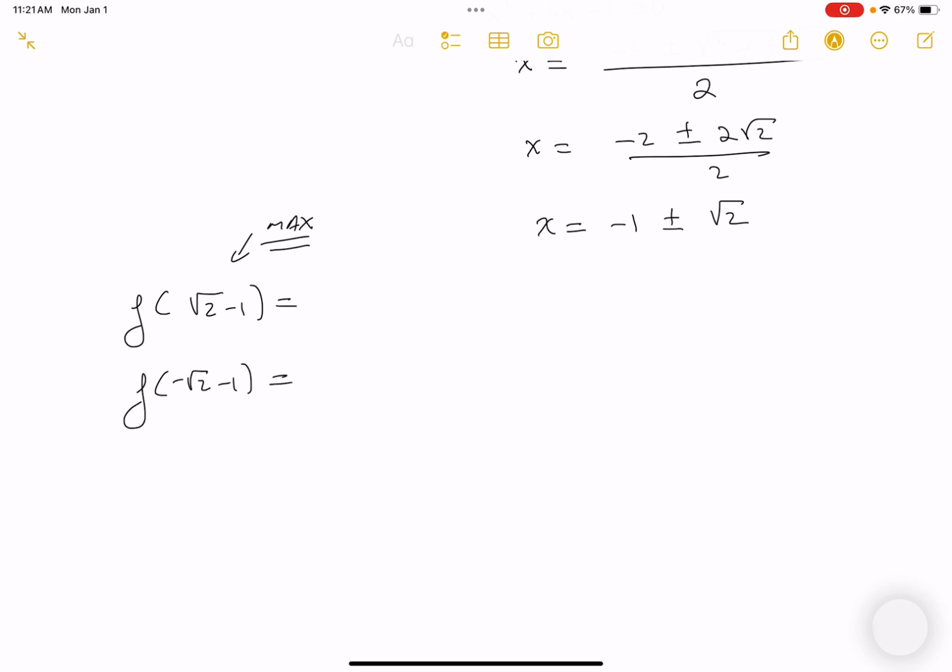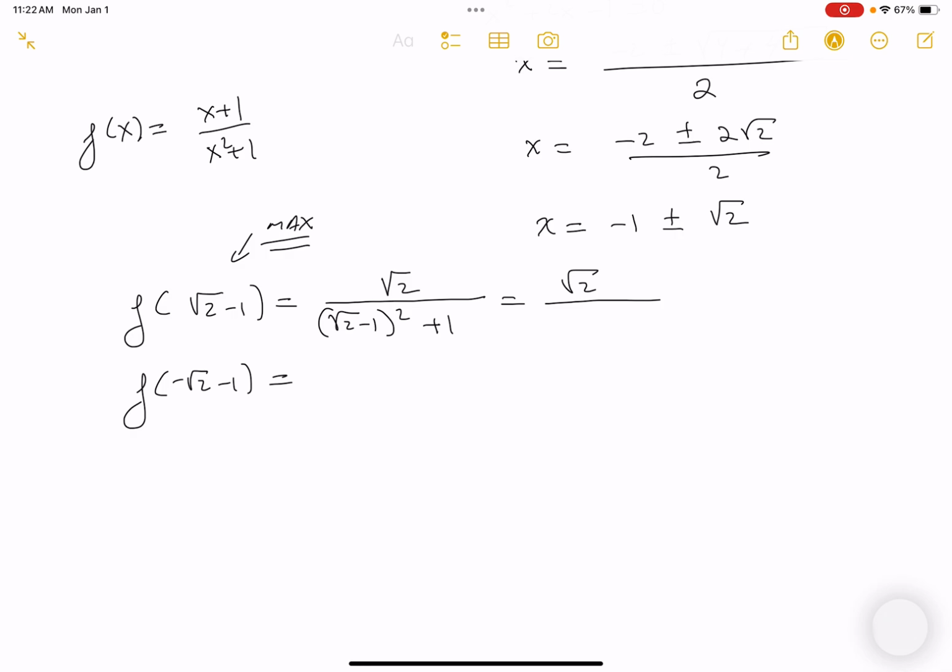And what's f? Well, I'm looking at it. I can write this down, by the way. F of x is x plus 1 over x squared plus 1. But just plug it in. What do you get in top? You get root 2. What do you get in bottom? When you square that, well, let's write it down. Be careful. Root 2 minus 1 squared plus 1. When I square that, I get, let's see, root 2 squared is 2, 1 squared is 1. That's going to be 3 minus 2 root 2, and then plus 1.